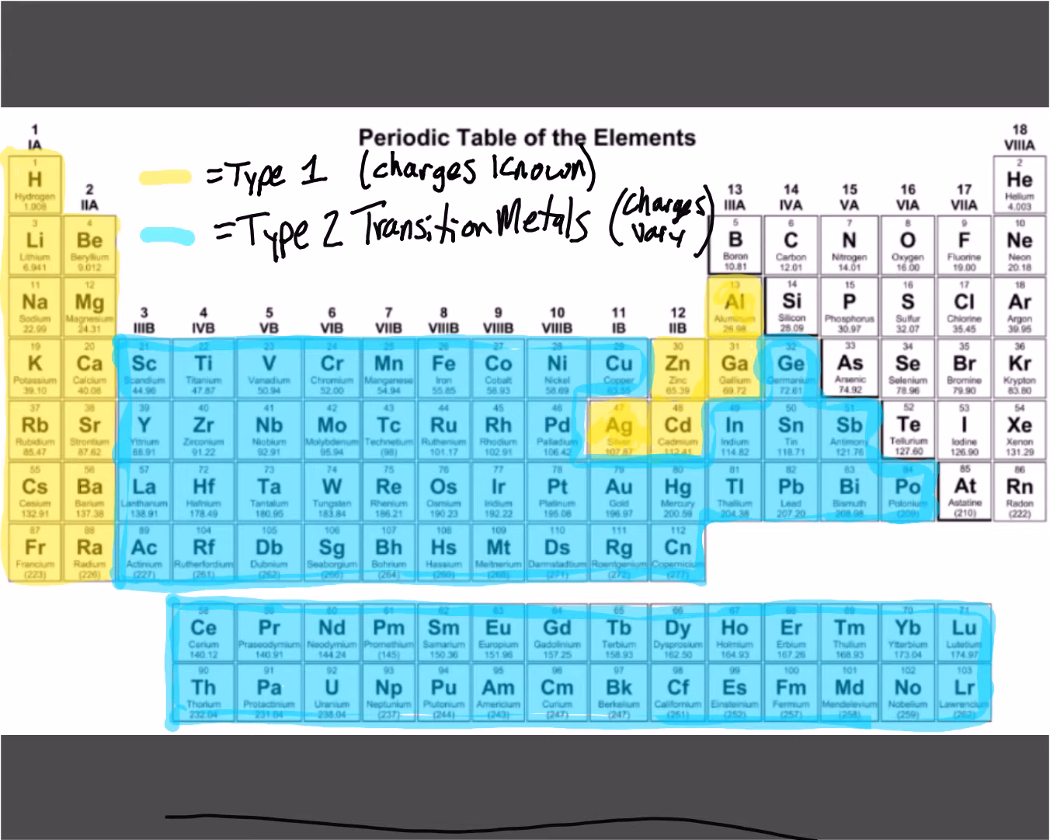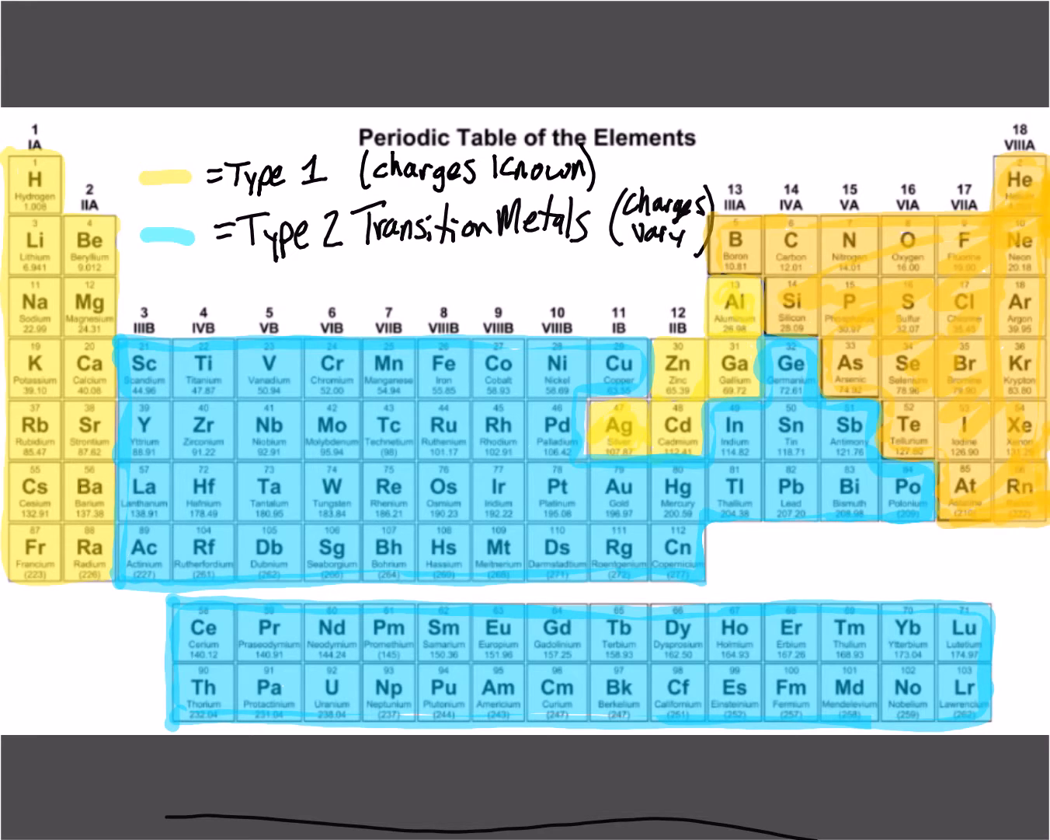And then our last type is going to be, for me, an orange. Guys, the orange are type 3. What do you notice about all of these type 3 ones? What are they? Yeah, guys, these are our nonmetals. Type 3, nonmetals. We're going to know their charges as well, though.